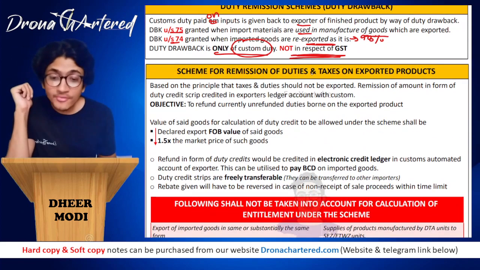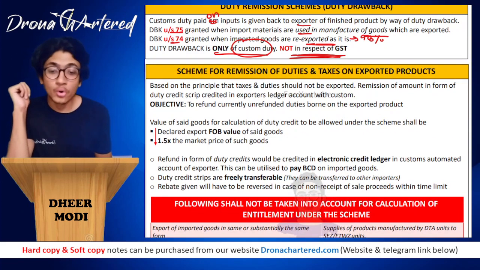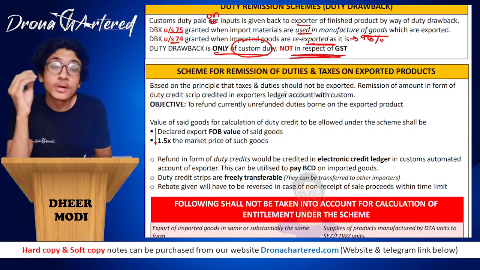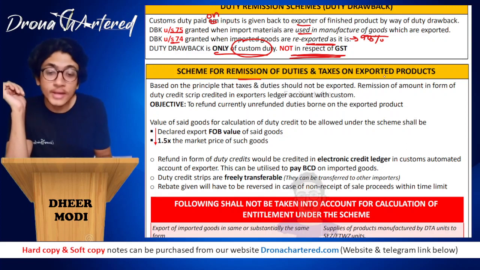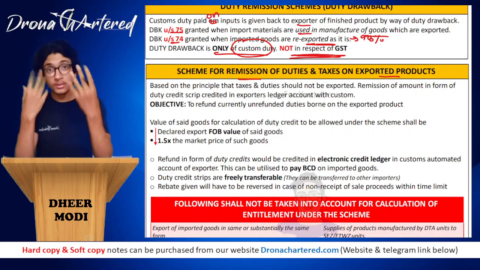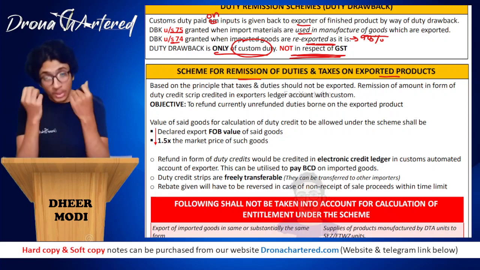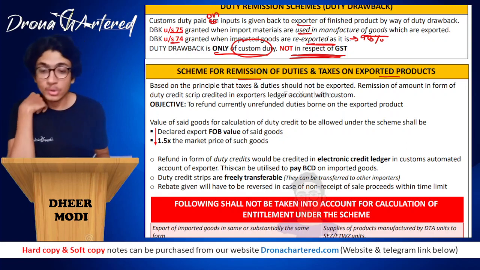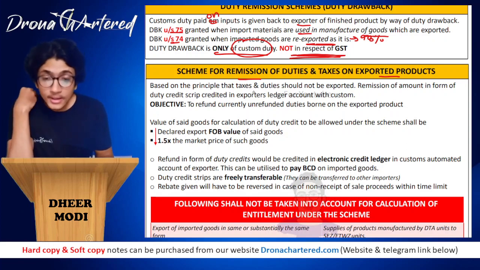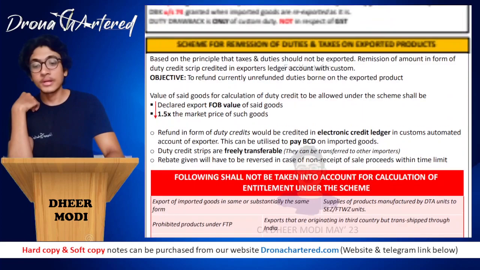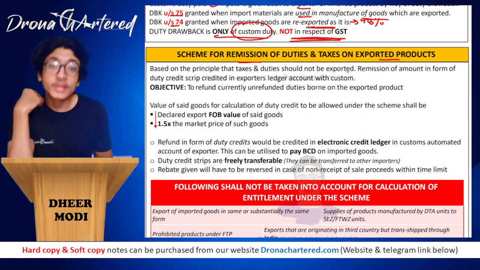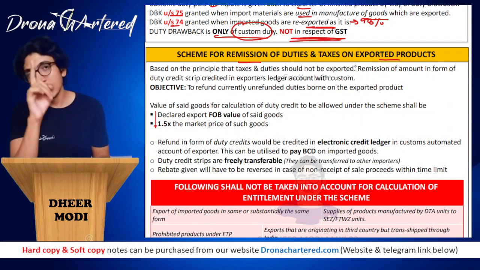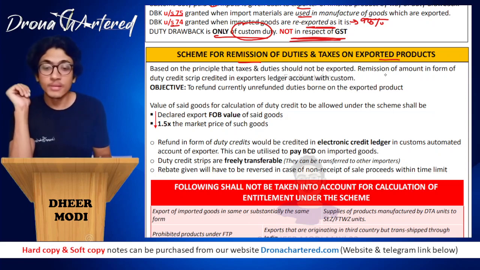Next is the scheme for remission of duties and taxes on exported products. What is this scheme? Hear the words carefully: remission of duties and taxes on exported products. So for these products you have exported, some duties will be remitted back to you, based on the principle that taxes and duties shall not be exported. That means if any item is being exported, the taxes and duties shall be refunded back.